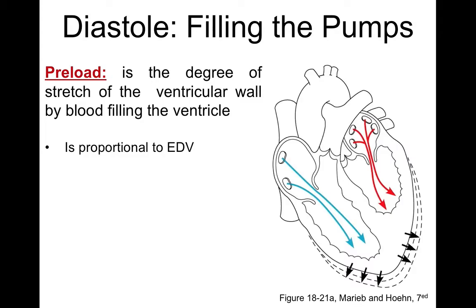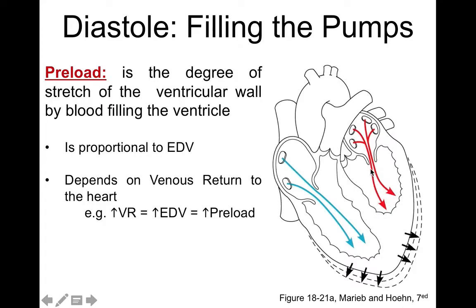And remember, end diastolic volume is the amount of blood in the ventricles before they beat to eject blood into the arteries. And that depends on the venous return to the heart. If you increase the venous return to the heart, you increase the filling of the ventricle, which increases end diastolic volume, which causes an increase in preload. So the heart would have to work harder to eject this larger volume of blood.